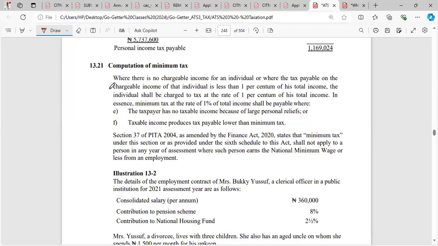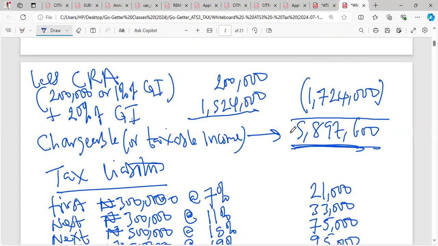Now, minimum tax. Where there is no chargeable income for an individual, or where the tax that is payable is less than 1% of his total income, the individual shall be charged at the rate of 1% of his total income. In essence, the minimum tax rate is 1% of your total income. So look at your total income here, or chargeable income.